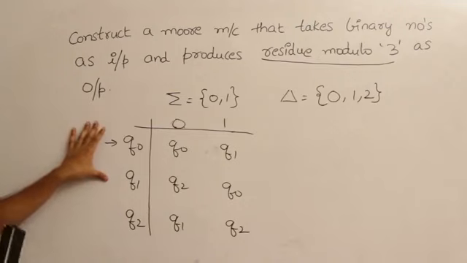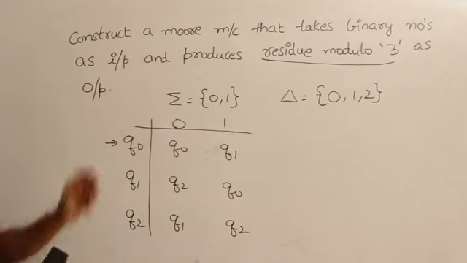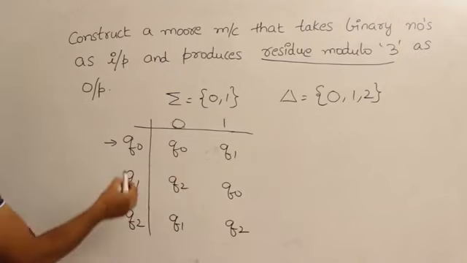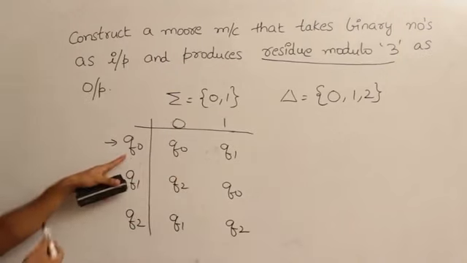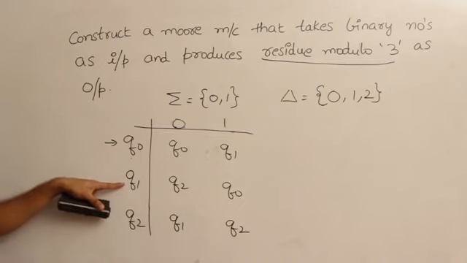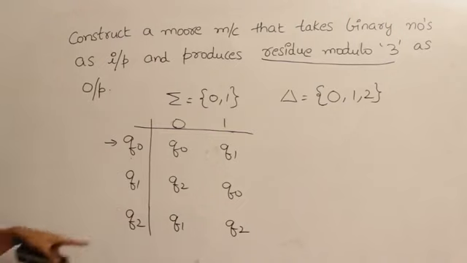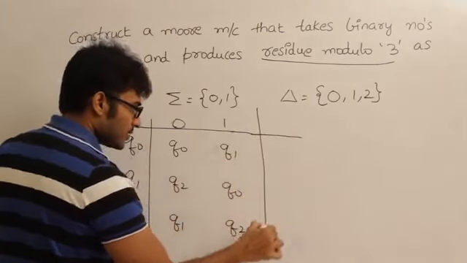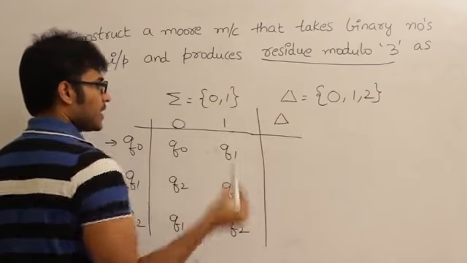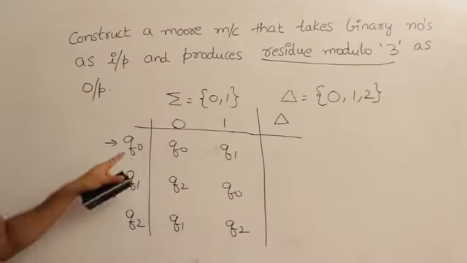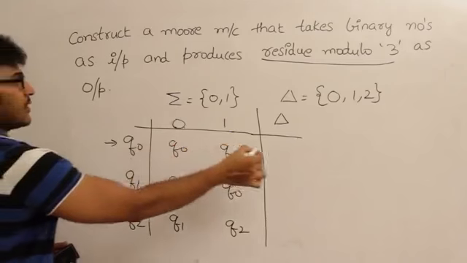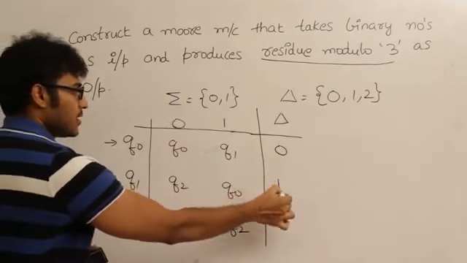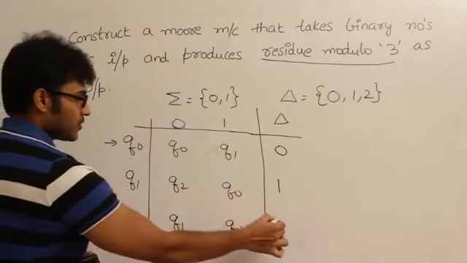Now I don't want a DFA, I want a Moore machine which should actually print the output, which is nothing but the remainder. If I am in state Q0, then the remainder has to be 0. If I am in state Q1, the remainder has to be 1. If I am in state Q2, the remainder has to be 2. So the Moore machine can be constructed by adding the output function. If I am in state Q0, the output has to be 0. If I am in state Q1, the output has to be 1. If I am in state Q2, the output has to be 2.